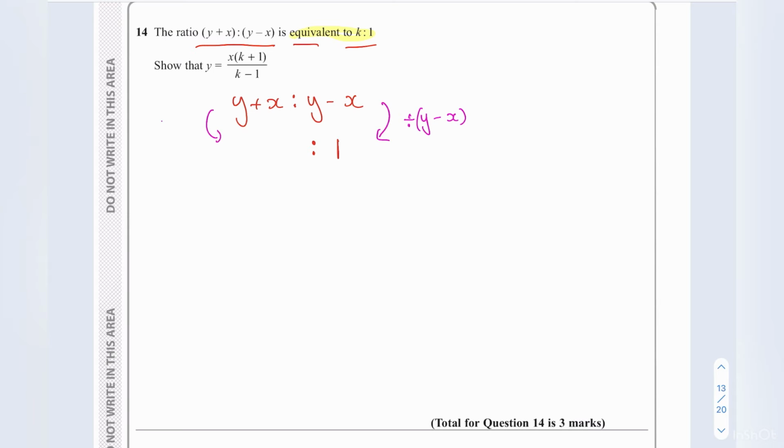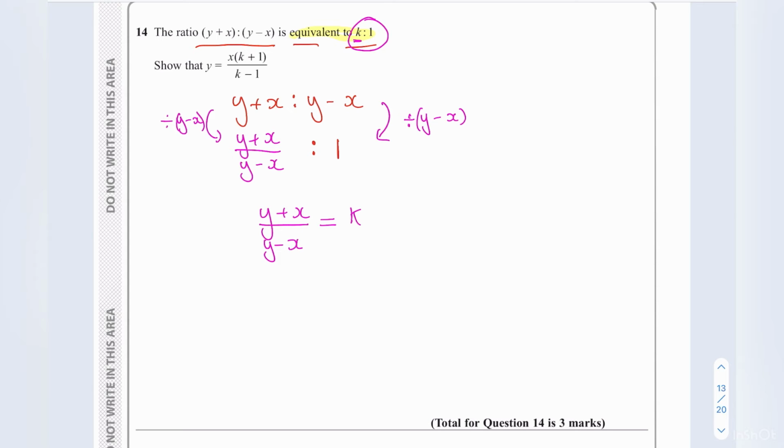So we need to divide this side by this y minus x as well. So therefore we would have the ratio y plus x divided by y minus x to 1. And we know that that is equal to this k to 1. So because they're equivalent, we can just have a look at the left-hand side of our ratio. So the left-hand side of this ratio was our y plus x over y minus x, and that has to equal the left-hand side of this second ratio because they're equivalent. So that is equal to k.